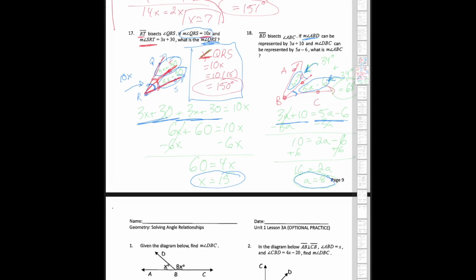So I have to plug in 8 for 3a plus 10, so I have to do 3 times 8 plus 10. That's how I get 34 here. And then I have to do 5a, so 5 times 8 minus 6. That's how I get 34 there. And then I add them two together, and I get 68 degrees. We're looking for the entire angle, so we have to make sure we add them together.